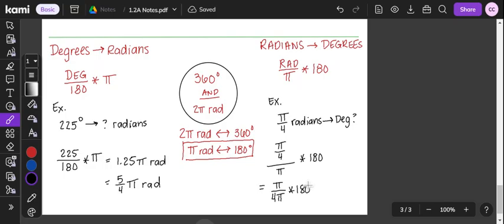Okay, well, if you notice, my pi's are going to cancel, and I am left with 1 over 4 times 180, and 1/4 of 180 is 45 degrees. So now I know pi over 4 radians is 45 degrees.